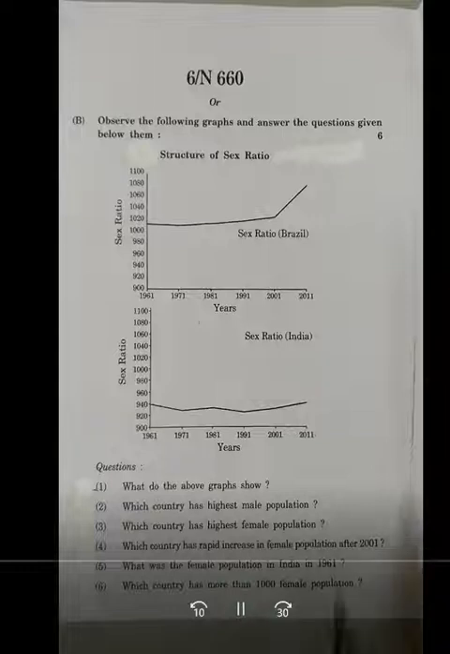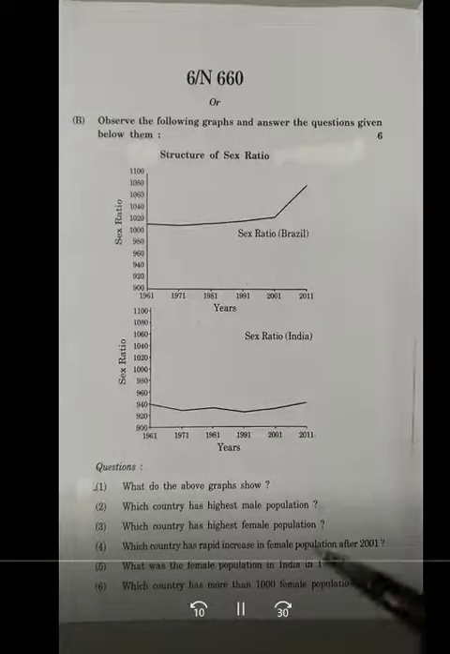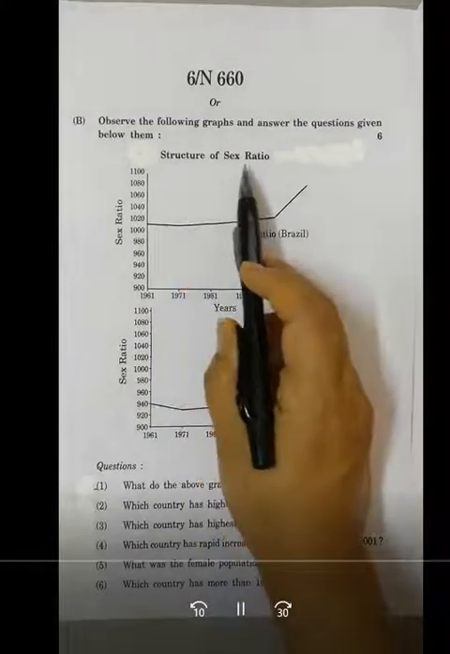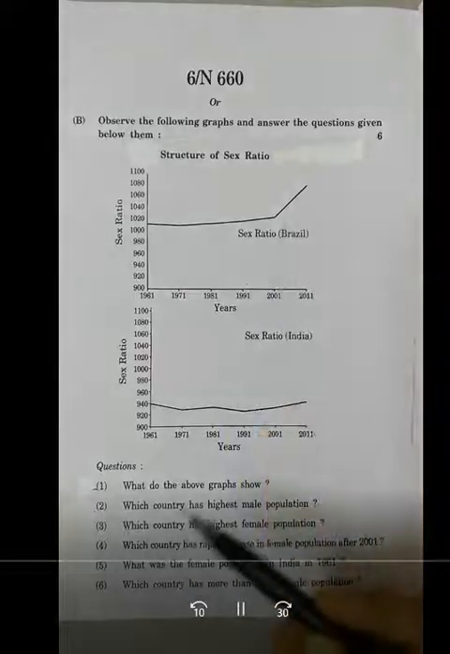So children, I have selected this graph for graph reading. This is your March 2019 SSC paper. Let us start understanding the graph first. What is the graph about? The graph is about structure of sex ratio.